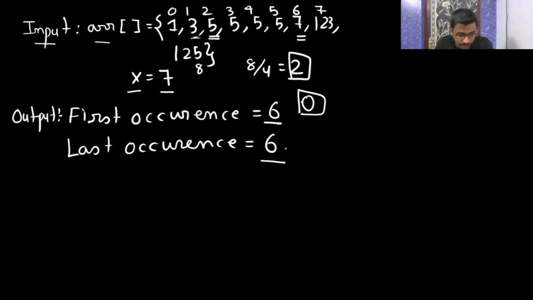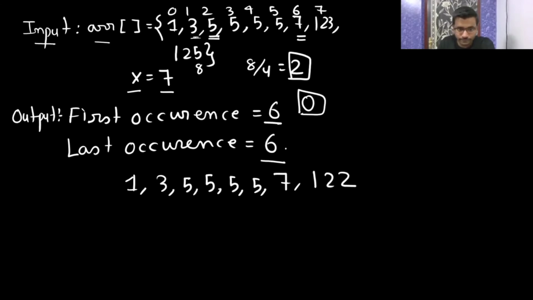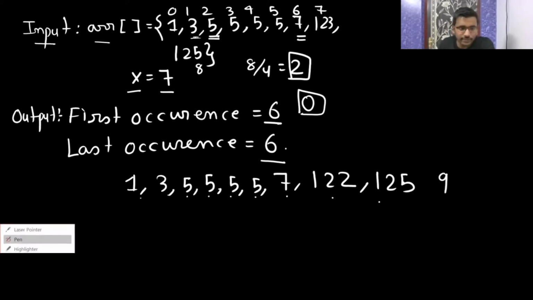Please try to concentrate here. Say you have an array like 1, 3, 5, 5, 5, 5, 7, and so on. Let's assume some 1 to 2 and 1 to 5. So total elements, how many do you have? 1, 2, 3, 4, 5, 6, 7, 8, 9. Total 9 elements I am having. It is not 8, index was 8. So total 9 elements.